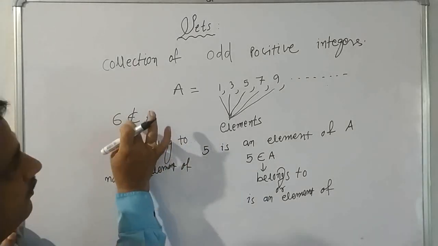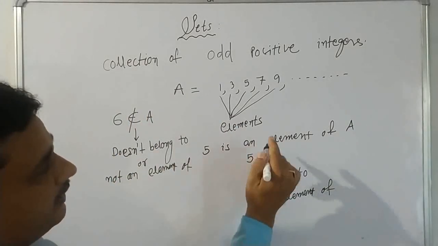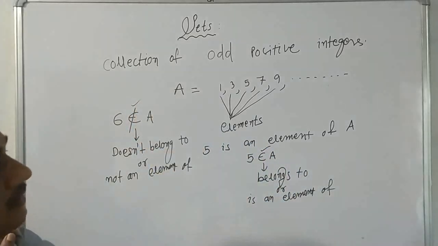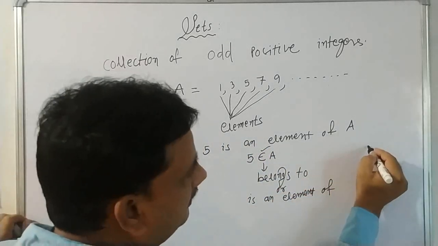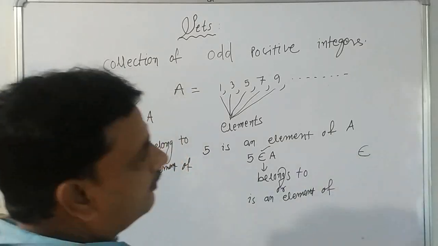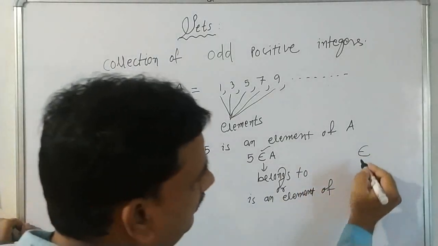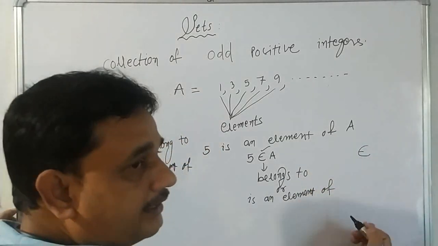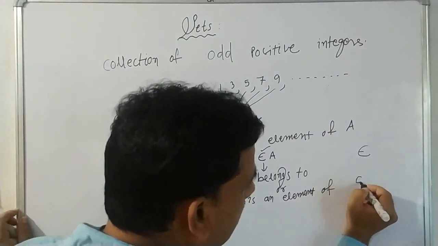So belongs to, doesn't belong to. These are the new symbols. Belongs to is just a C, written small. I have written it big so that it is visible to you, but it is written like this.